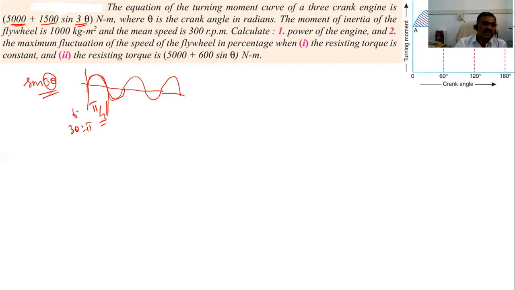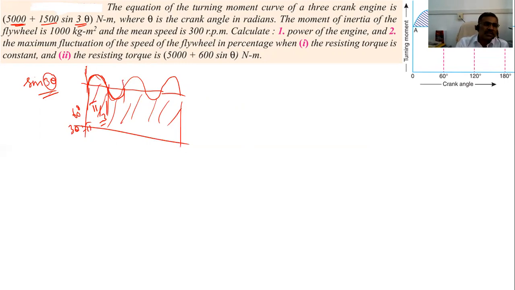It is 60 degrees. For every 60 degrees, an upward and downward curve is coming. So it will be like this. It will be like this. So my interest is to calculate the work done. The curve is like this. I want to calculate the area under the curve. If it is pi by 3, this is pi by 3, this is pi by 3.